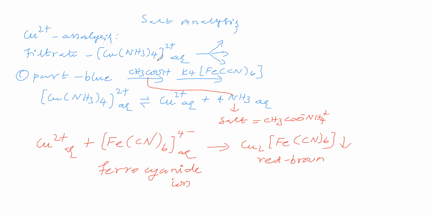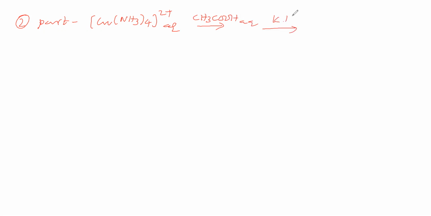Now we will take the second part of the filtrate. To the second part of the filtrate, what is added? Acetic acid solution is added. Then potassium iodide solution is added.